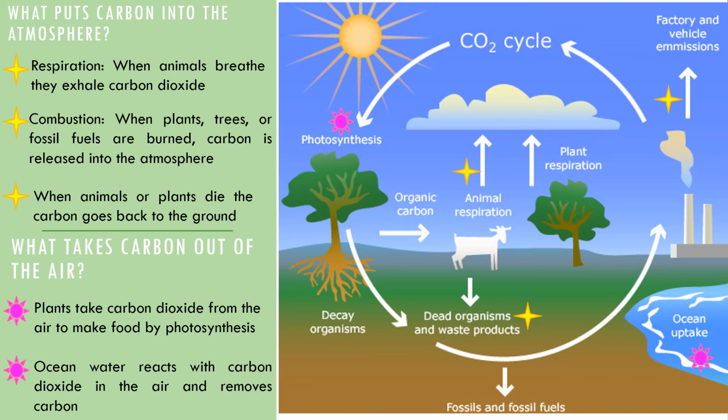Carbon is also taken out of the atmosphere in two ways: by plants that need carbon dioxide to produce organic substances by photosynthesis. Also, the ocean water removes carbon from the environment because carbon dioxide reacts with the water and produces a new compound. So, what is the carbon cycle? The carbon cycle is how carbon moves through the atmosphere and how it is recycled between living things such as plants, animals, and humans, and back into the air again.